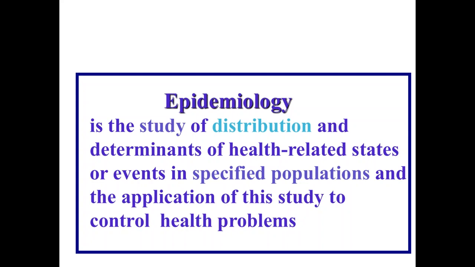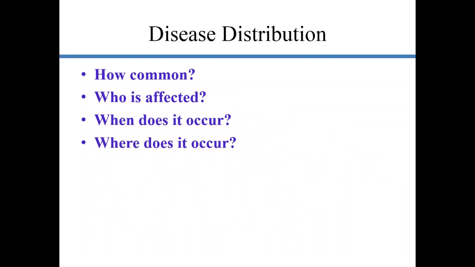in epidemiology. Another thing that's highlighted here is distribution, because distribution and determinants are two separate issues. They're not completely separate, but distribution only goes so far. It doesn't tell you what's the cause of the disease, but it's a very important start. So that's where we're going to start, with the distribution of disease in specified populations.